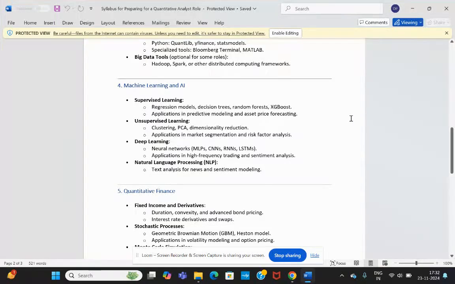And then we will move to unsupervised learning: clustering, principal component analysis (PCA), dimensionality reduction, and applications in market segmentation and risk factor analysis, and how unsupervised learning is applied in the field of quantitative analysis. And then we will move to deep learning, such as neural network techniques like MLP, CNN, RNN, and long short-term memory. These techniques we will learn.